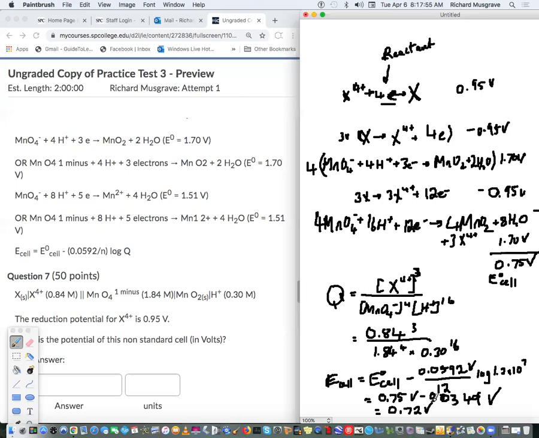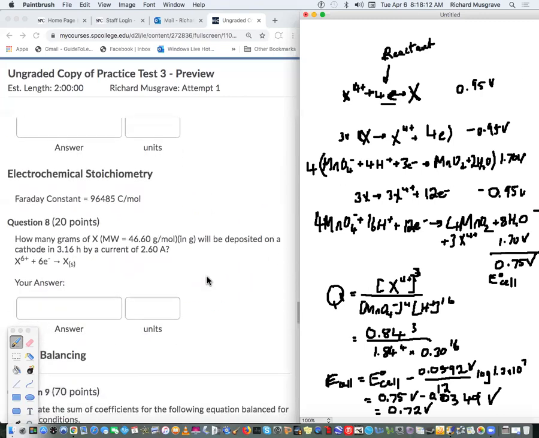All right, any other questions? I mean, that one looks bad. It's actually not that bad, really. Okay. A lot of moving parts to it, I suppose, but it's not really that bad. Okay.